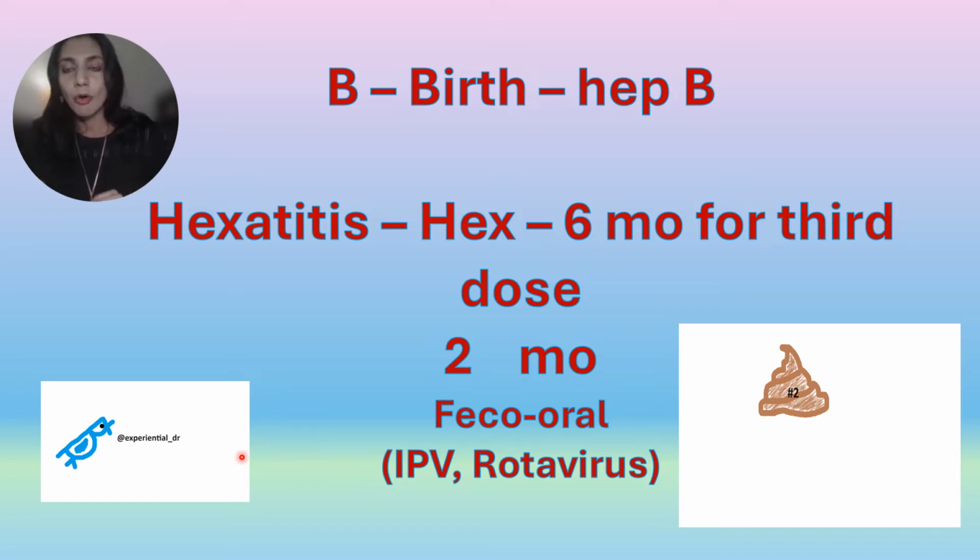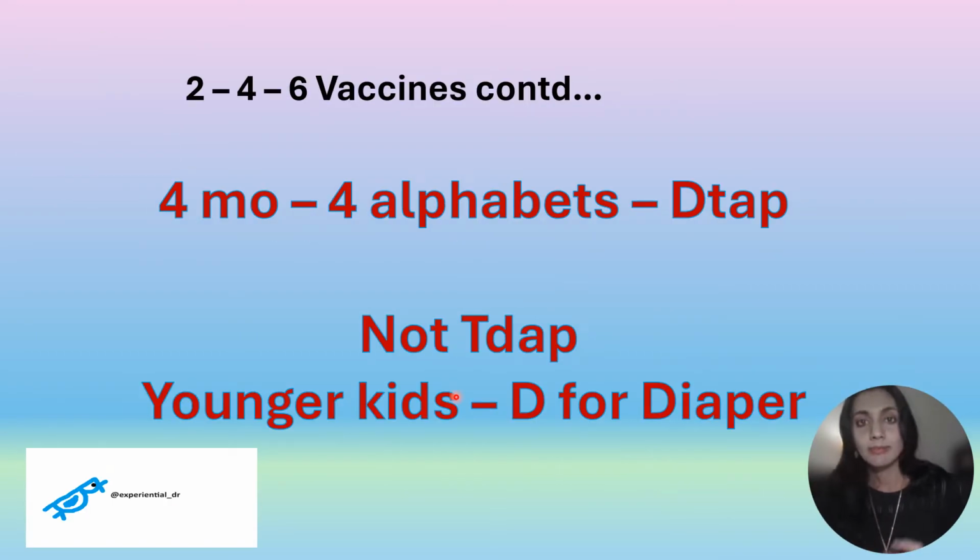Moving on to 4. 4 alphabets, 4 months. DTaP, diphtheria, tetanus, and acellular pertussis. Do not confuse DTaP with Tdap. And how do we remember this? D for diapers, D for DTaP. It's the younger kids who wear the diapers. That means for the younger kids, it's DTaP that is to be given and not the Tdap, which is due at a later age or it's suitable for a later, older age group.